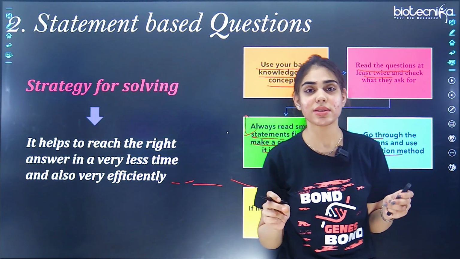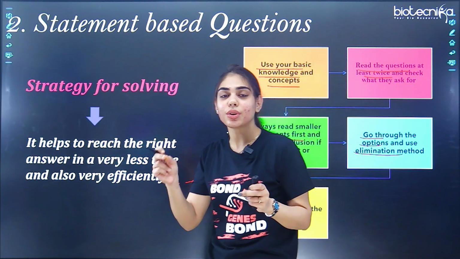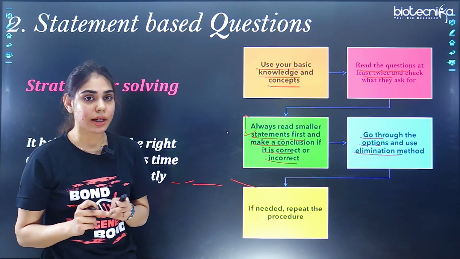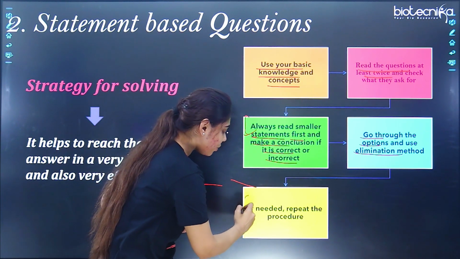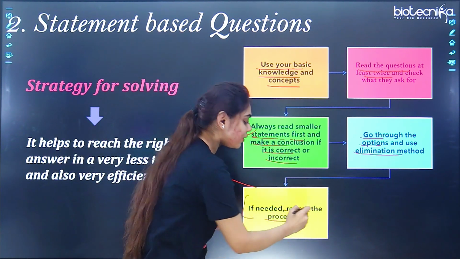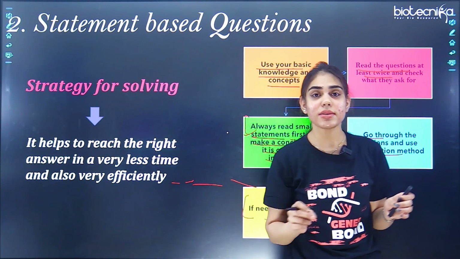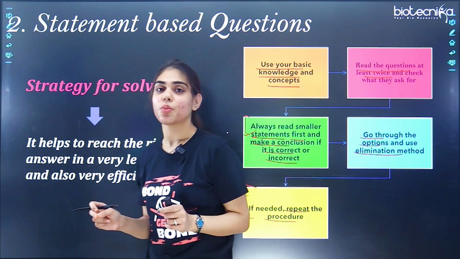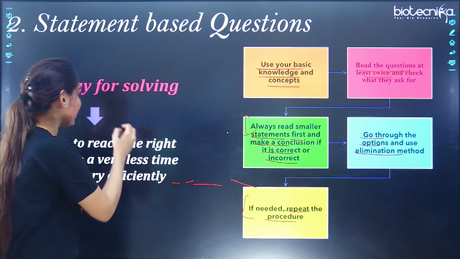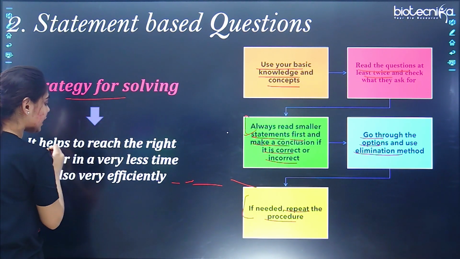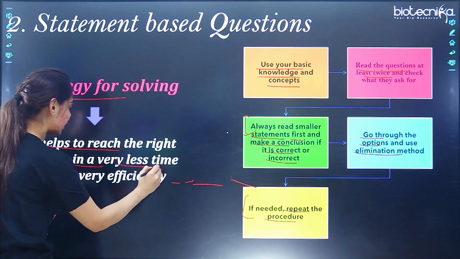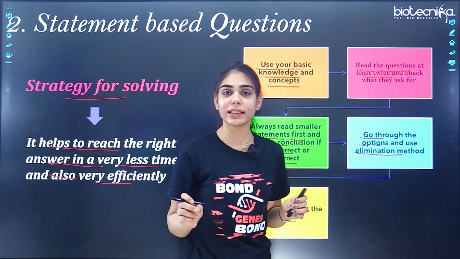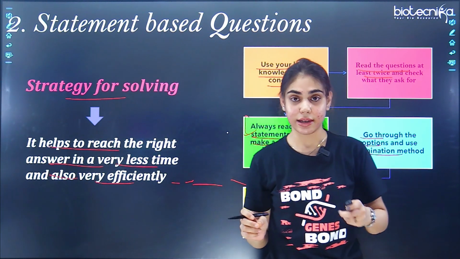Once you have read the first statement, that is the smaller statement out of 4 statements, decide whether it is a right or an incorrect statement. If needed, try to repeat the procedure for all of the statements. If not, you can just reach the final option by reading just a single smaller statement. Now, what is the advantage of solving this kind of question? It helps to reach the right answer in very less time, because you are reading the smaller statement, and after reading this statement, you can reach your final option.